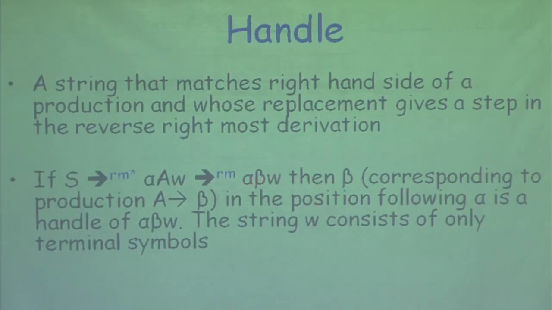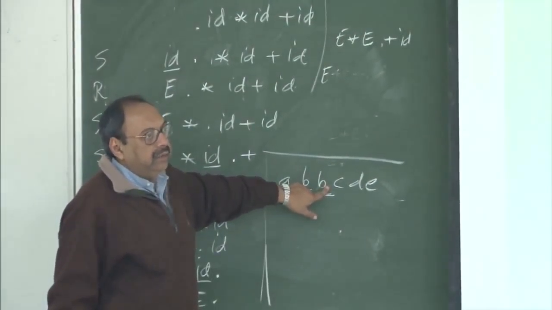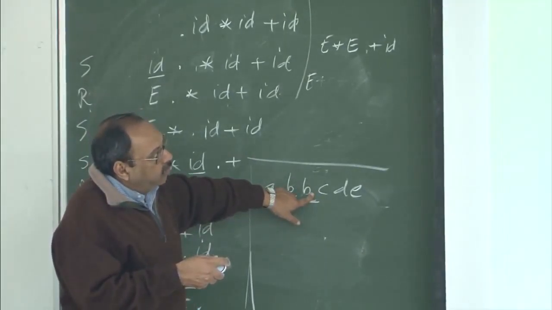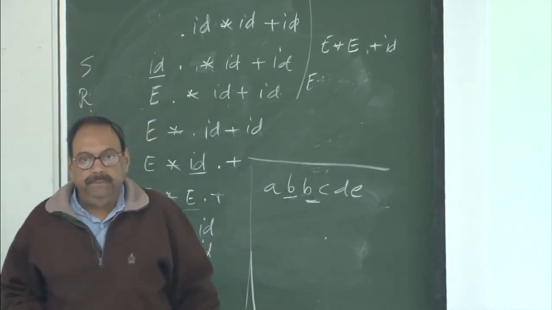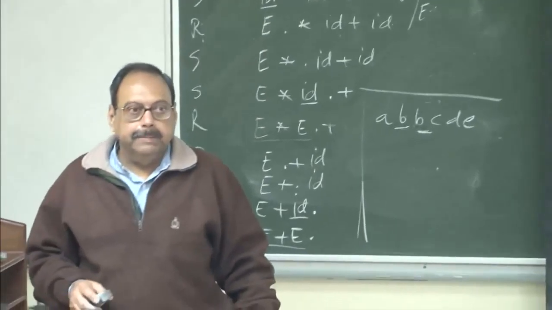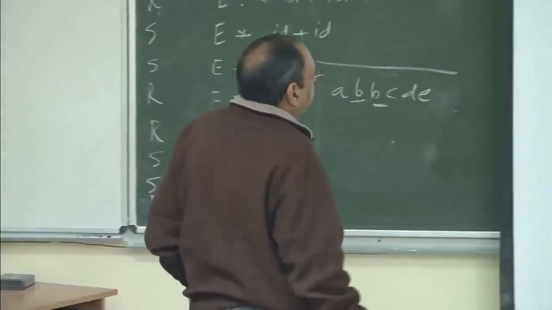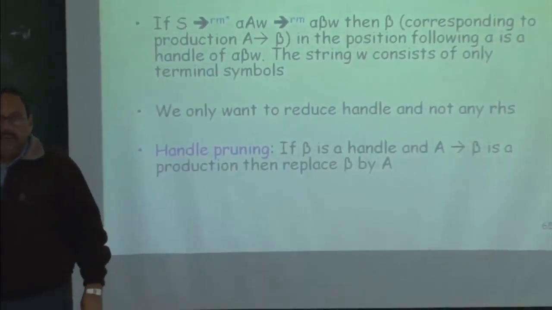So beta is not a handle arbitrarily, but only if such a step is possible in a rightmost derivation. For example here, this B is a handle, but this B is not a handle. It's not that anything matching a right-hand side becomes a handle; it should also fulfill this property that it gives me this step. So let's take a break here today. I'll just finish this. What we want to do is reduce only a handle and not any right-hand side.